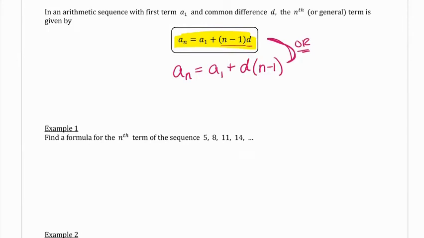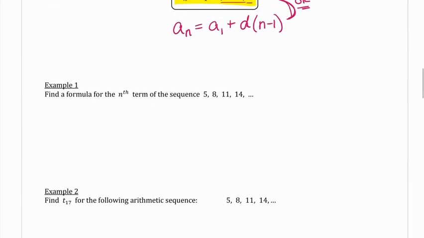So in our first example here, we've got the sequence 5, 8, 11, 14. First thing I want to do is find out what kind of sequence it is. So to get from 5 to 8, that looks like we've got to add 3. From 8 to 11, add 3. 11 to 14, we've got to add 3. So definitely an arithmetic sequence there because we're adding the same amount every single time. We've got a first term of 5, and then our common difference would be 3.